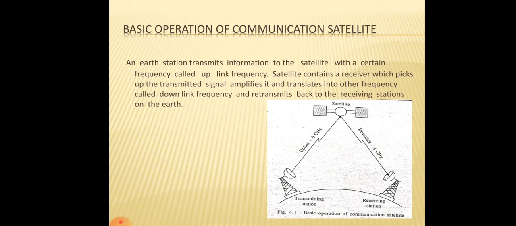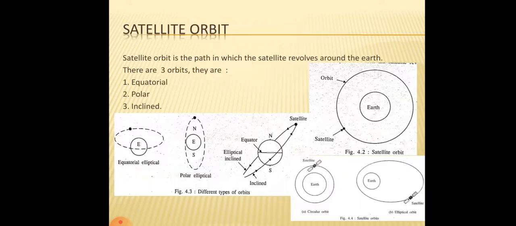How will it do this? It will receive the signal, amplify it, and then transfer it into another frequency called the downlink frequency and retransmit it back to the receiving station on the earth. So downlink is from the satellite to the receiving station. Here the example given is 4 gigahertz. So uplink will be a different frequency, downlink will be a different frequency. You can see in the diagram.